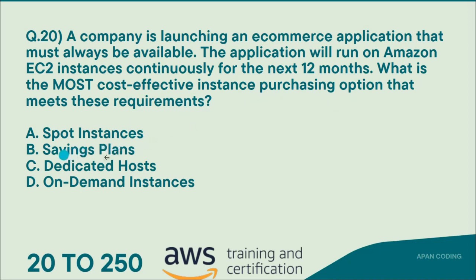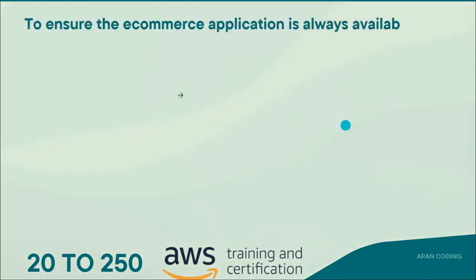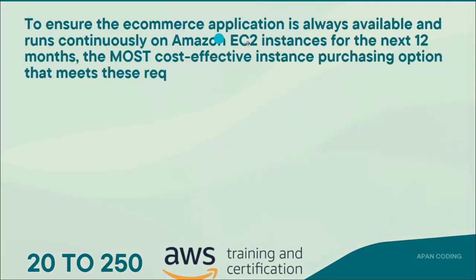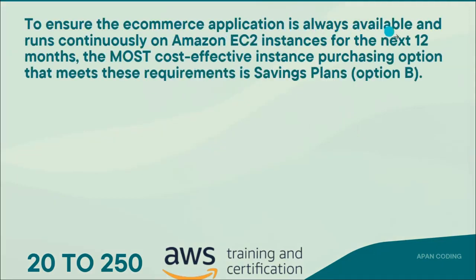It will be Savings Plans. Now move on to the next and we will see the explanation of that. To ensure that the e-commerce application is always available and runs continuously on Amazon EC2 instances for the next 12 months, the most cost-effective instance purchasing option that meets the requirements is Savings Plans. Option B is right, Savings Plans.